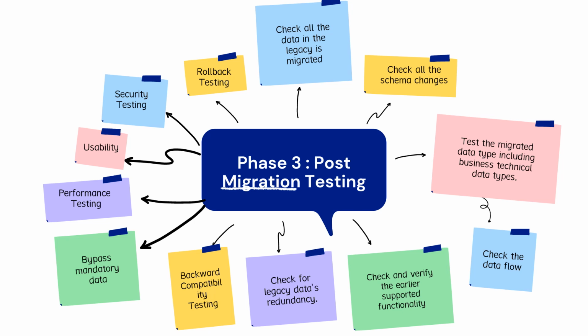Check for legacy data's redundancy. No legacy data should be duplicated itself during migration. Input bad data. Attempt to violate the validation rules including the use of boundary value analysis, equivalence partitioning and error guessing. Bypass mandatory data. Attempt to proceed further without filling in the mandatory data fields.